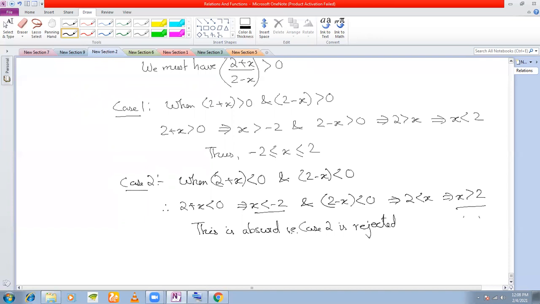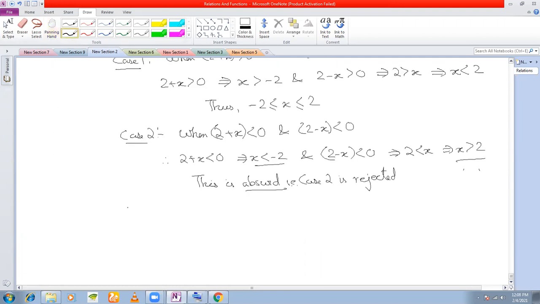x will have only one value, so how can it be? Suppose x is any particular number. Can any particular number be less than -2 and greater than +2? Is it possible? No. At the same time? It is not possible. So therefore, this case is absurd. So we cannot admit this case.